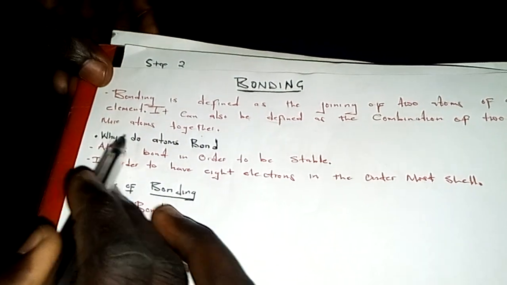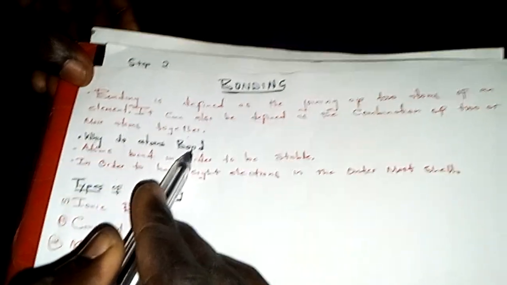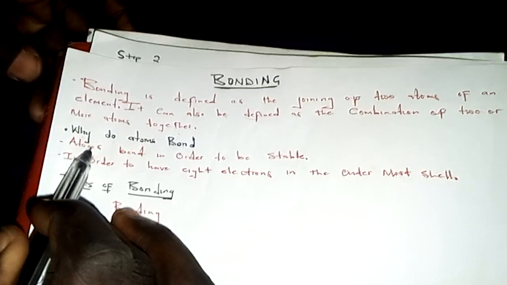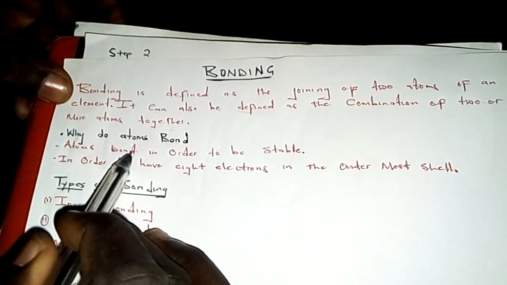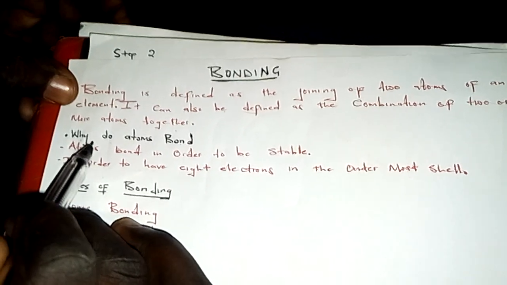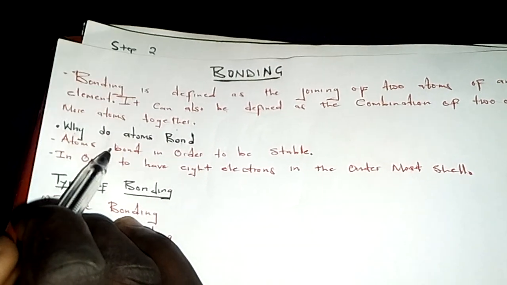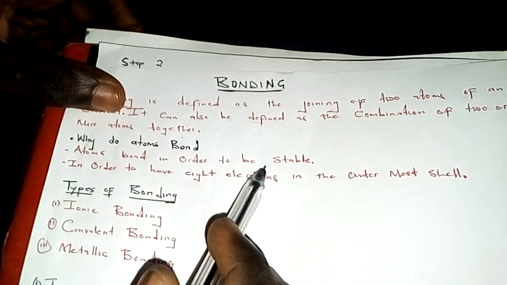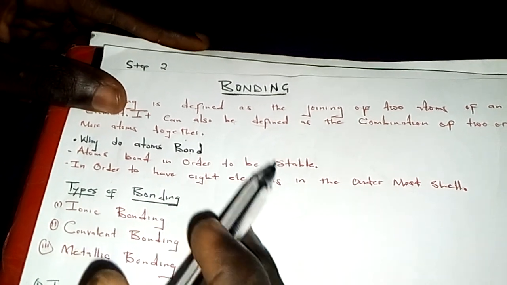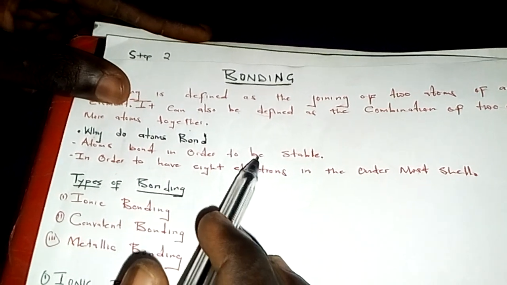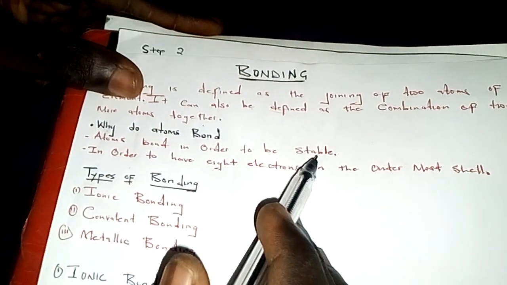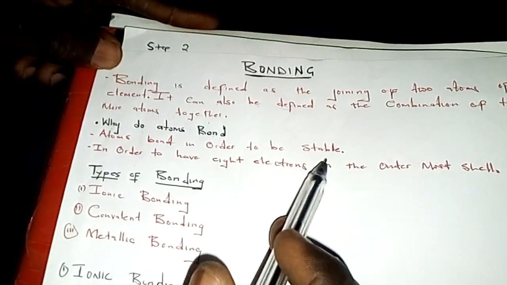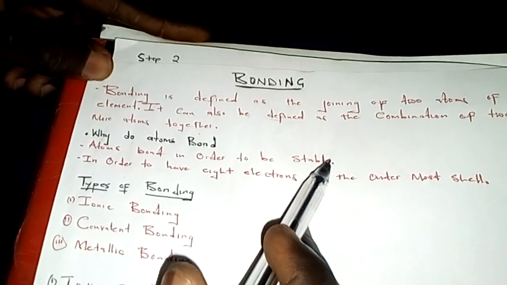Then, why do atoms bond? Atoms, guys, they simply bond because they need to be stable. Every atom has electrons in the outermost shell, and the outermost shell must have a maximum number of 8 electrons. So if an element, let's say an element in group 7, has 7 electrons in the outermost shell, it needs 1 electron to be stable.